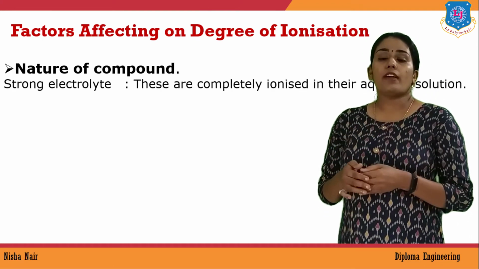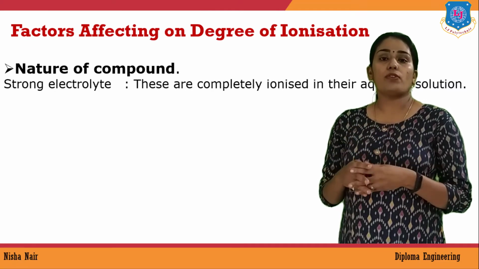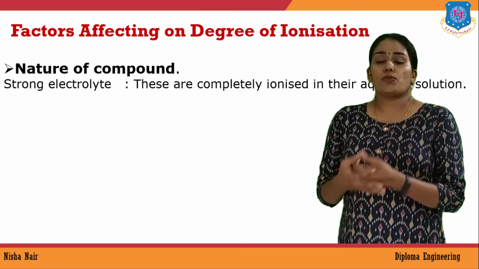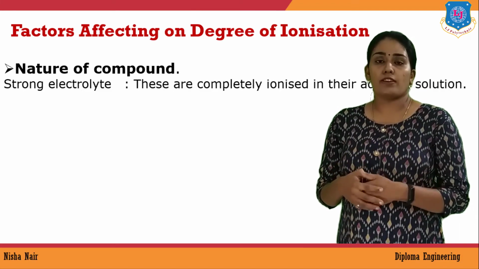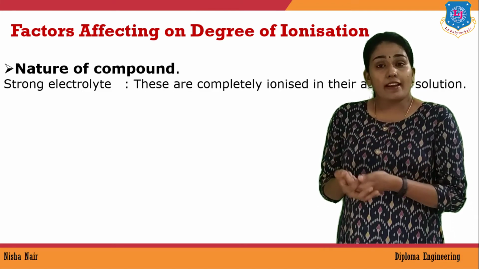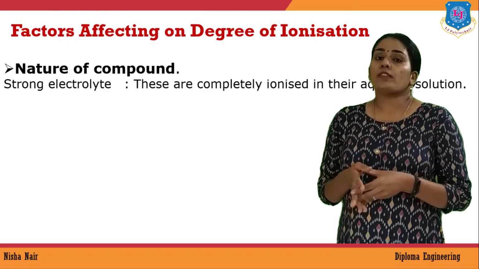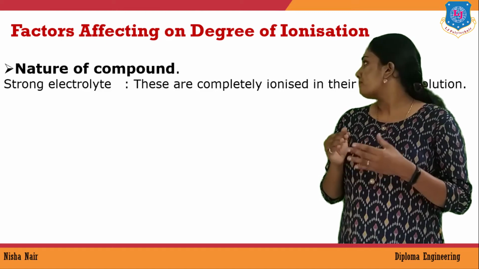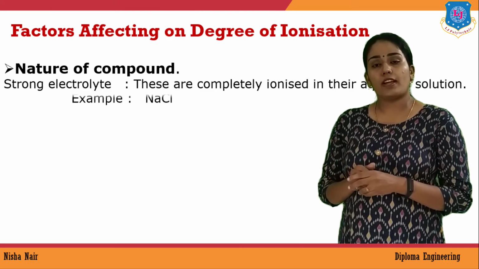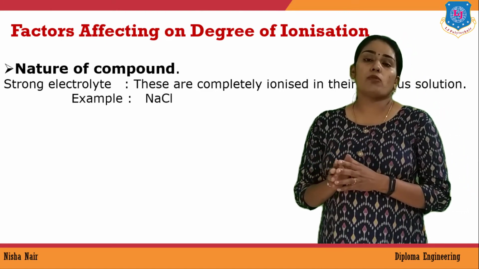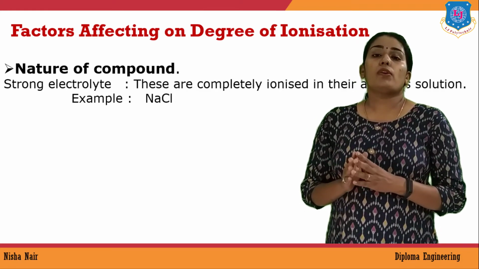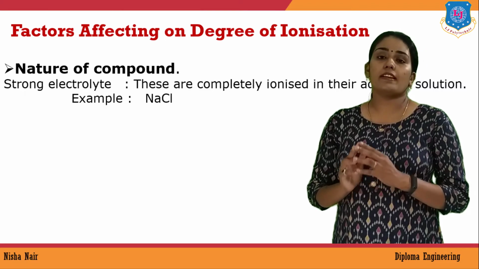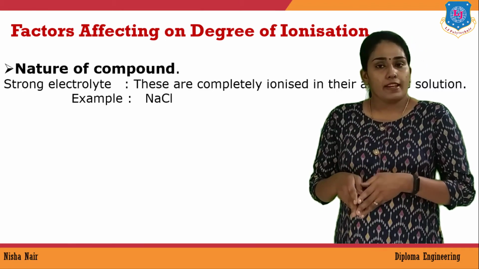A strong electrolyte means that the maximum number of molecules get dissociated into positive and negative ions, or the maximum number of molecules get ionized when it goes into the solvent. Such molecules are known as strong electrolytes. An example of a strong electrolyte is sodium chloride. Sodium chloride is a strong electrolyte because it gets ionized fast when it goes into the solvent, meaning it gets separated into positive and negative ions.